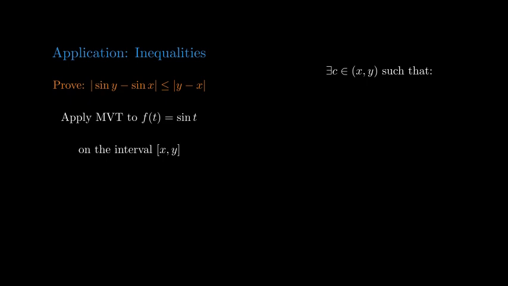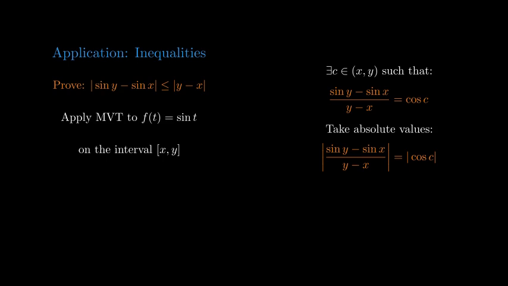We know that the absolute value of the fraction sine of y minus sine of x divided by y minus x is less than or equal to 1. Multiplying both sides by the absolute value of y minus x gives us the powerful inequality where the absolute value of the sine of y minus the sine of x is less than or equal to the absolute value of y minus x. This demonstrates that the mean value theorem is not just an abstract geometric statement, but an essential analytical bridge connecting local rates of change to global behaviors of functions.